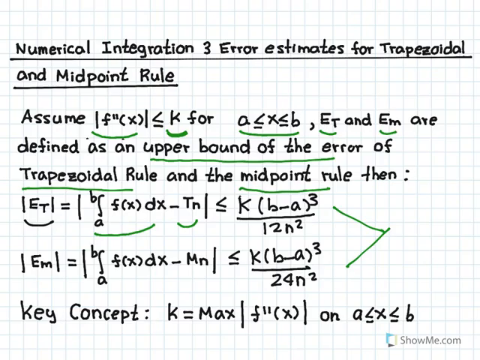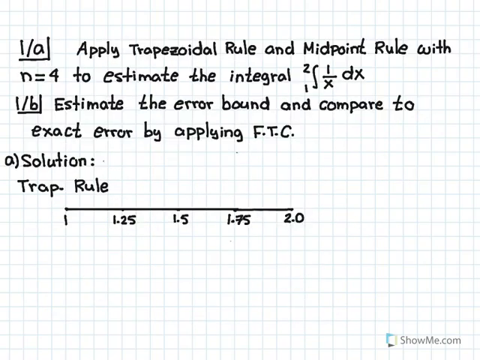So the key concept is k is a maximum of the second derivative of the function, and finding k can be a little bit tricky. That's because the other parts, finding a and b and the number of intervals, that's pretty easy, but finding k can be hard. All right, so let's look at an example.